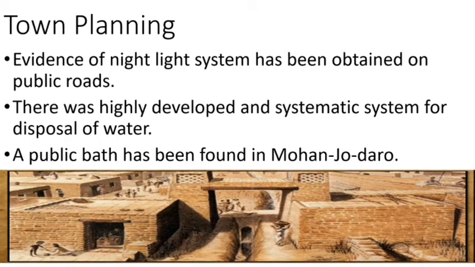Evidence of nightlight system has been obtained on public roads. There was a highly developed and systematic system for disposal of water. A public bath has been found in Mohenjo-daro. Can you imagine how advanced they were? They had a nightlight system. They had a systematic system for disposal of water. And there was also a public bath.